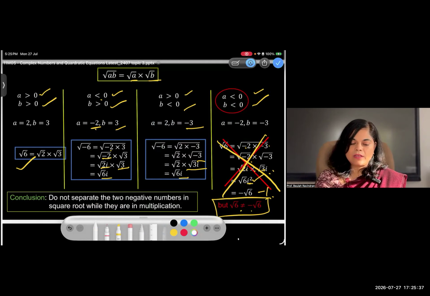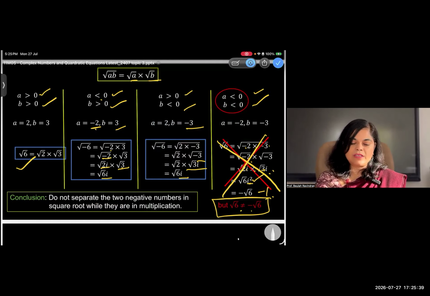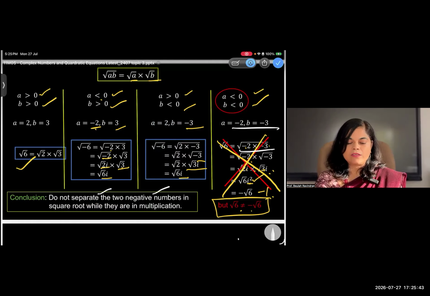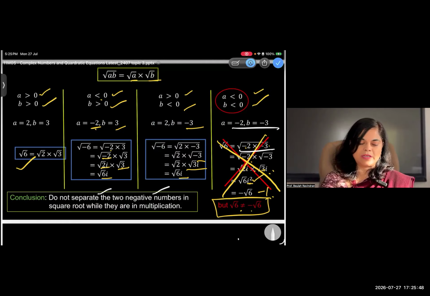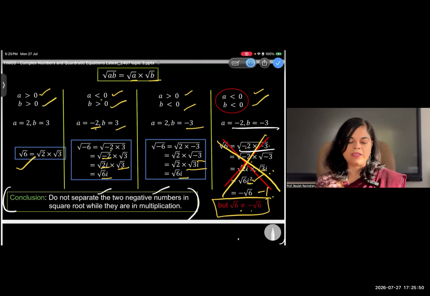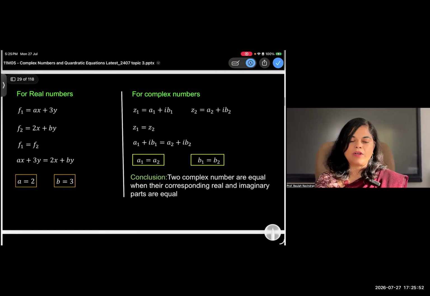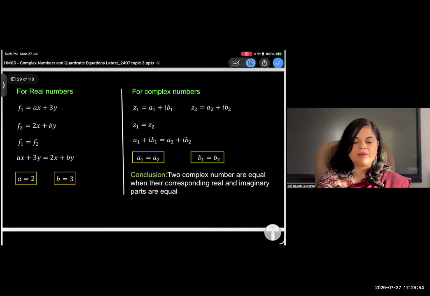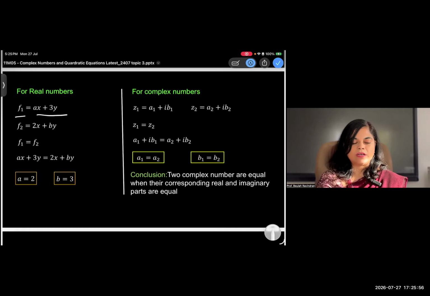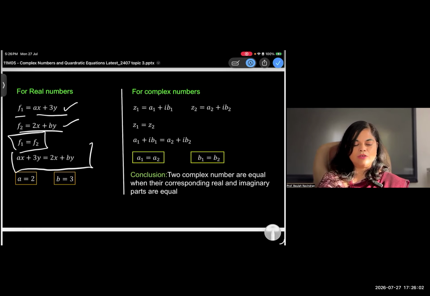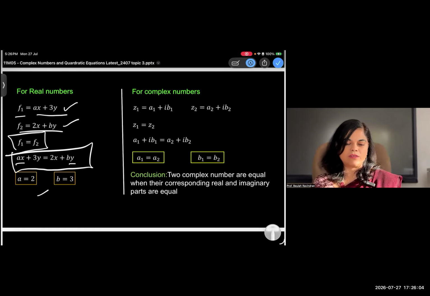That means do not separate two negative numbers in the square root while they are in multiplication. This particular point you must keep in your mind. And for real numbers, if you write a function as ax plus 3y and another function as 2x plus by, if you equate these two functions, then you can find the values of a and b from this equation itself.